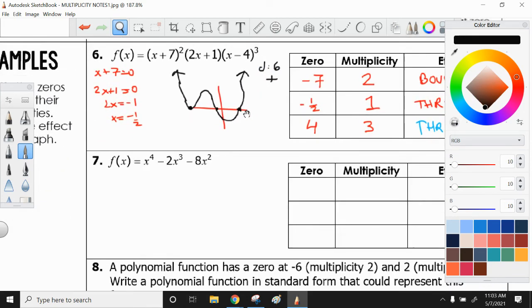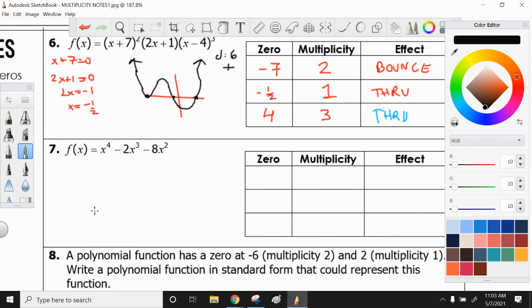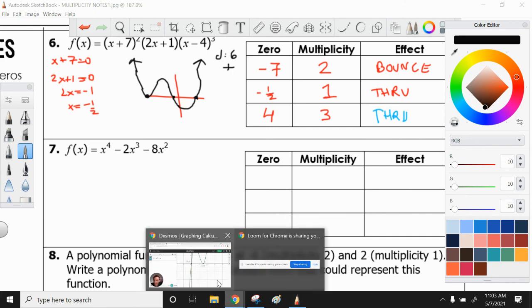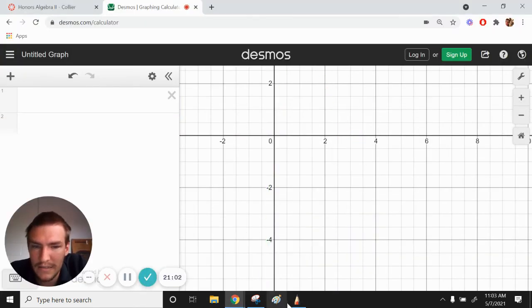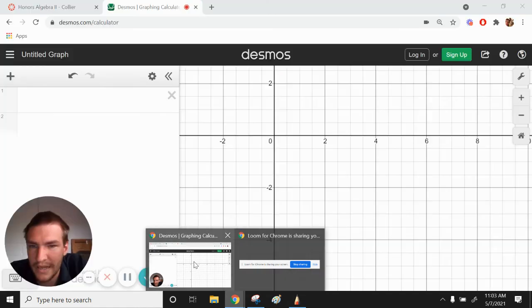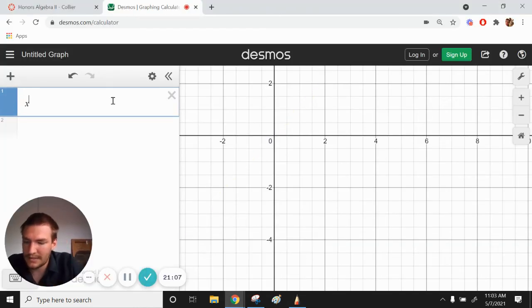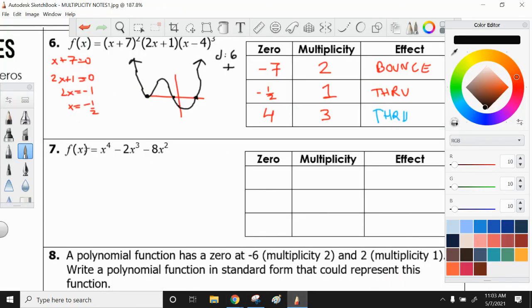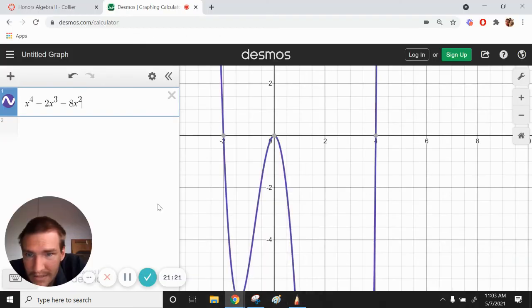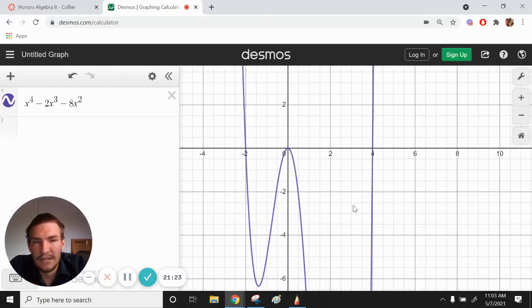Same idea here. Just trying to go quickly. I don't think we need to slow down. I don't think we need to see Desmos again. I think you guys get it. This is not factored for us, so we could try to factor it, or we could just go to Desmos. Let's just go to Desmos. x to the 4th minus 2x cubed minus 8x squared. Looks good. So here's our function.